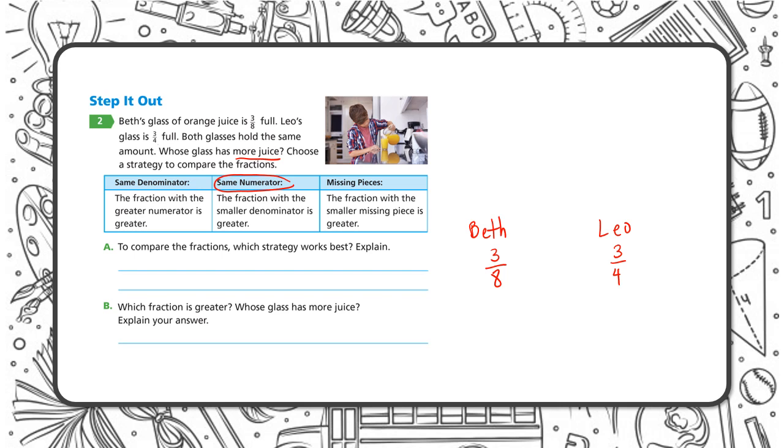And why is that, boys and girls? Well, when you have the same numerator, you take a look at the denominator. The denominator that's smaller means those parts are greater, so it makes the fraction greater. To compare the fractions, which strategy works best? Well, I'm going to use same numerator, because both fractions have a 3 as the numerator.